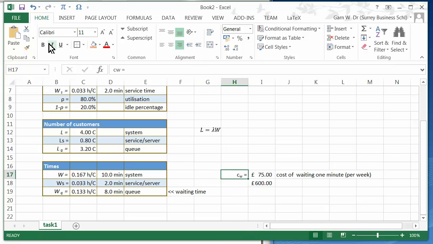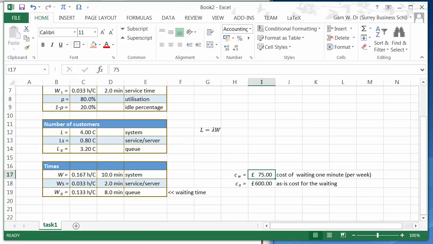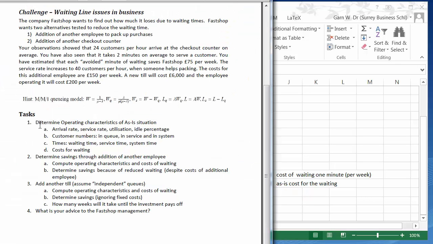So let me just copy that and say cost as-is cost for the waiting. Good. This completes now our first task for the as-is scenario.